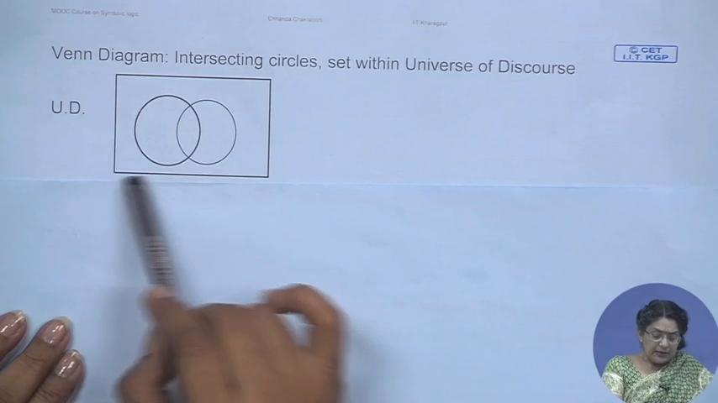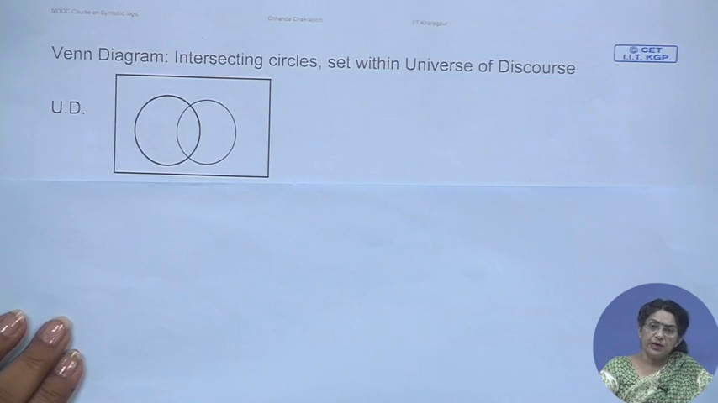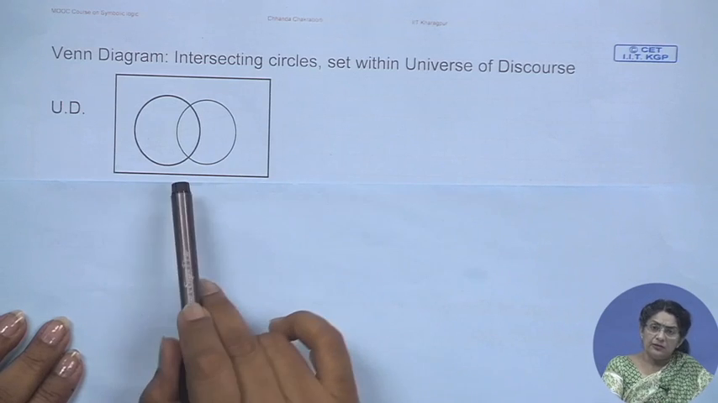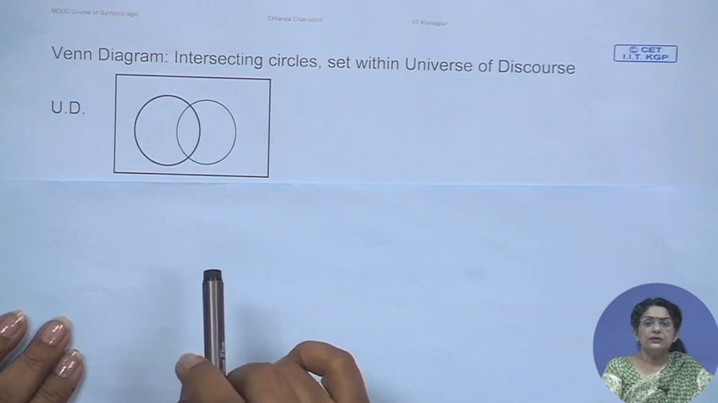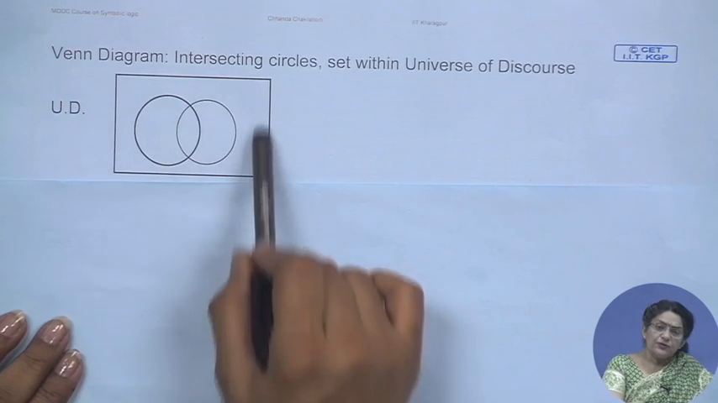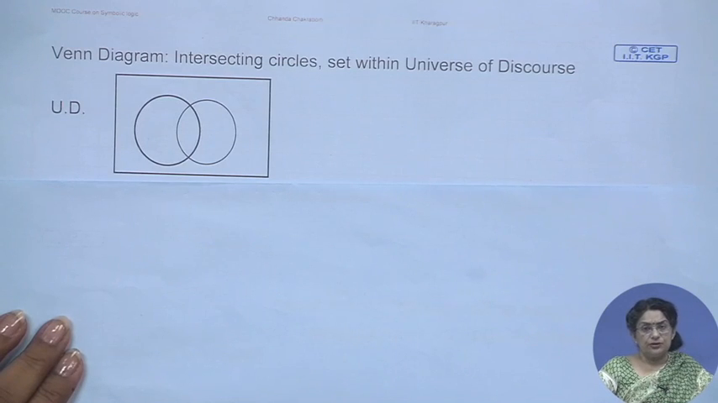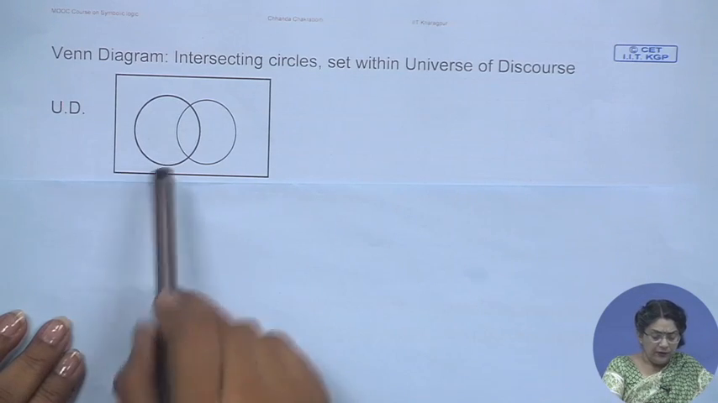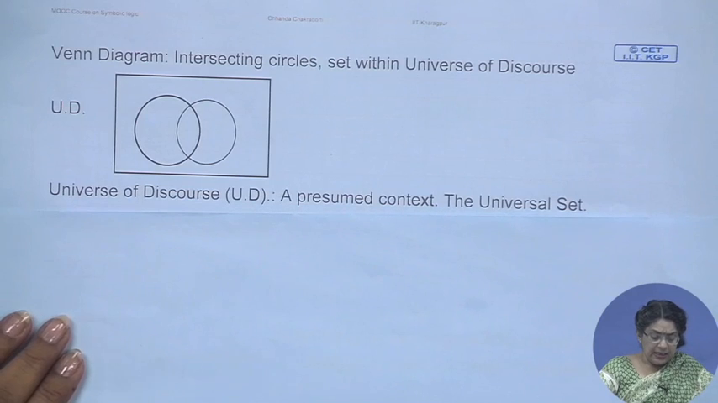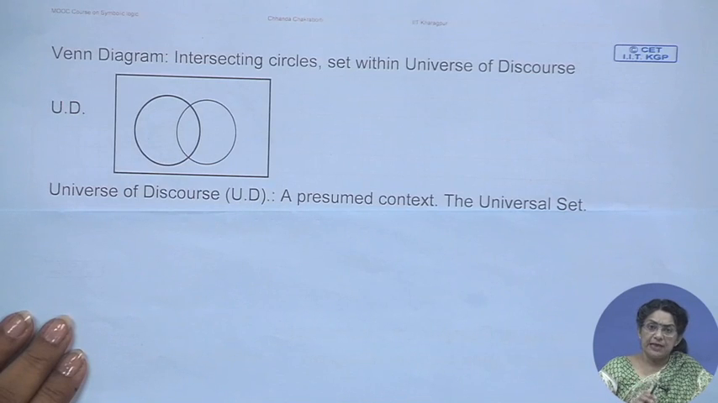What is this? This is what we call the universe of discourse, that rectangular shape. Without it, remember, the diagram is not even complete. It does not mean anything. The universe of discourse is the presumed context of your talk. Whenever you are referring to a class, you have a context in your mind, right? And the universe of discourse represents that context.